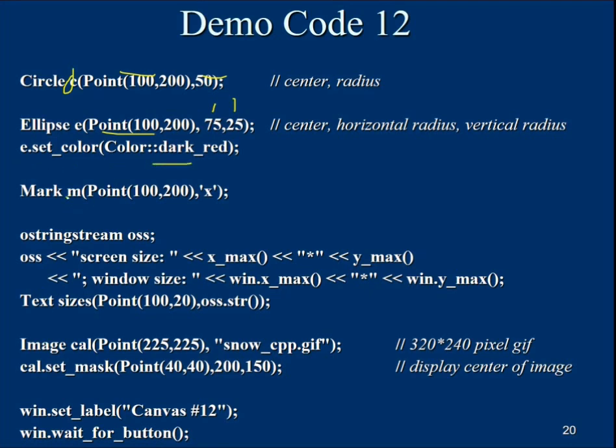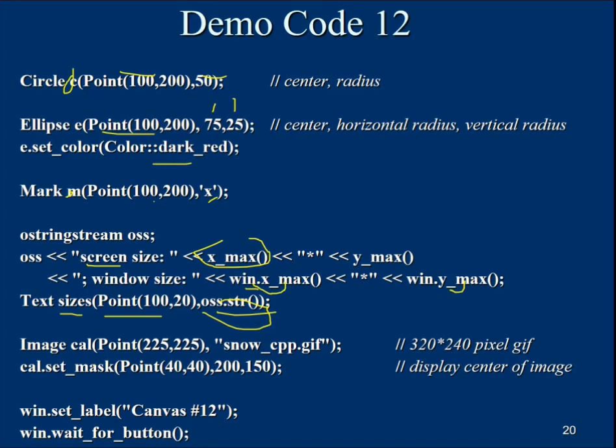We also have a mark, say X, at some point, and we have now an ostringstream. You know about this ostringstream, OSS, and we say screen size x_max. This is again calling the max value, y_max. Then the window size will be win.x_max. We are attaching y_max also, and then we are trying to make a text with some size. At this point, we are providing this OSS stream. This full stream will be shown here using the ostringstream.